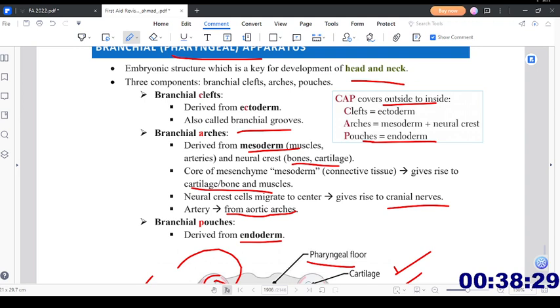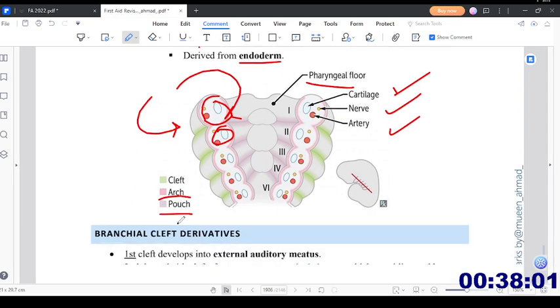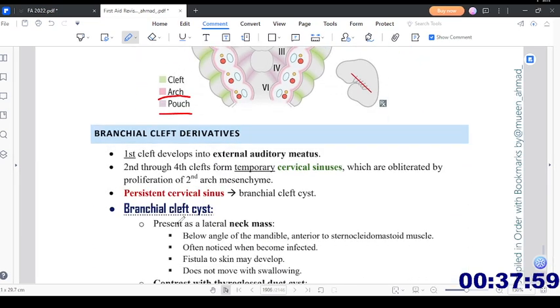So the branchial clefts derive from the ectoderm, also called branchial grooves. Branchial arches derive from the mesoderm, giving muscles and arteries, and the neural crest cells, giving bones and cartilage. The core of the mesoderm connective tissue gives rise to cartilage, bone, and muscles, and the neural crest cells migrate to the center and give rise to the cranial nerves. Arteries come from the aortic arches. Okay, so the branchial pouches derive from the endoderm, and let's move to the branchial cleft derivatives.